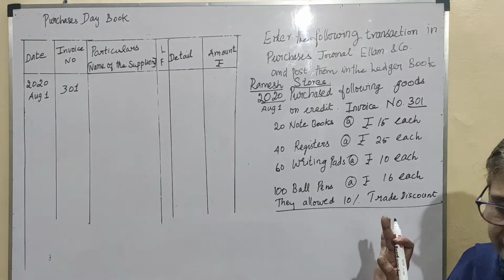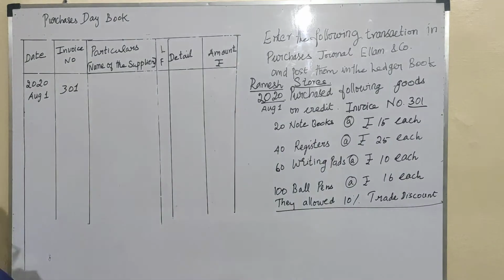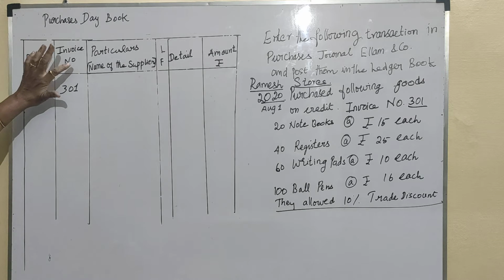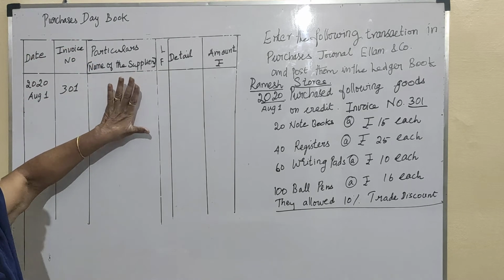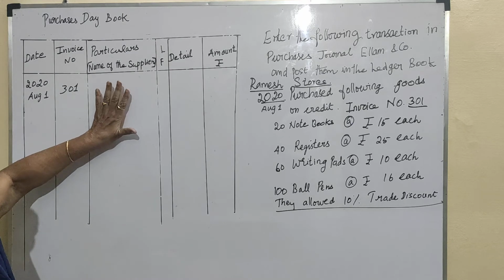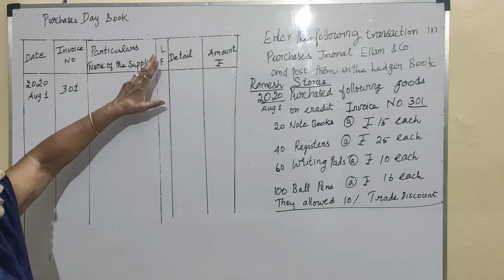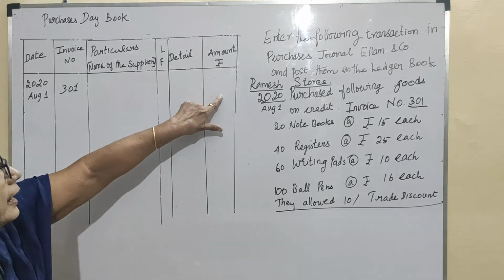Now we are going to enter this in the purchase daybook, that means the purchase journal. So: day column, invoice number, particulars, the name of the supplier, LF column. This is a journal; from here only we are taking to the ledger. So LF column, details and the amount.